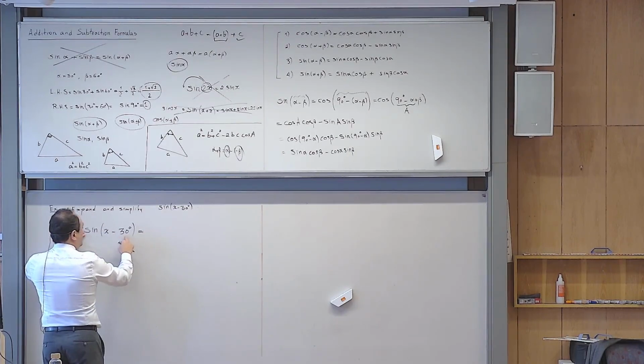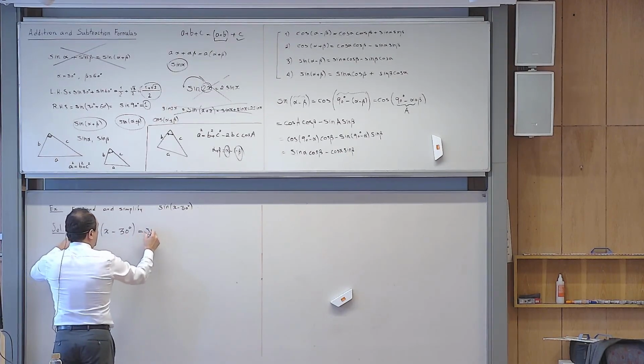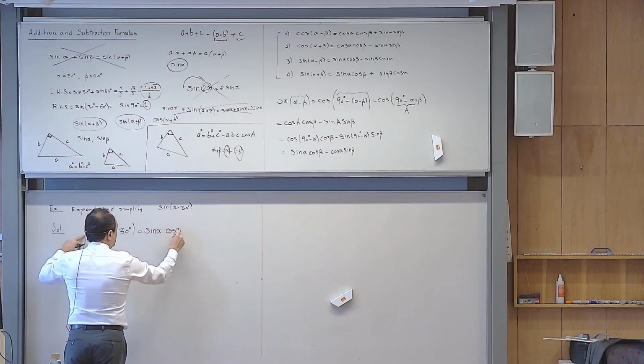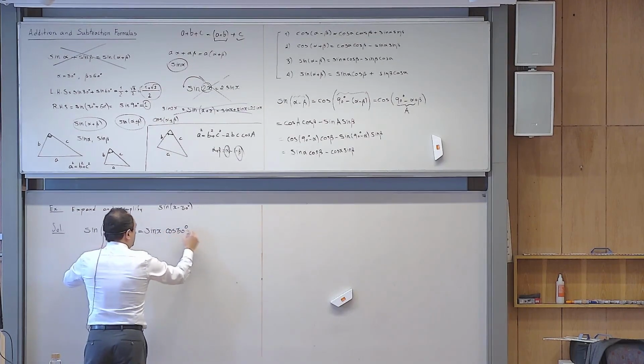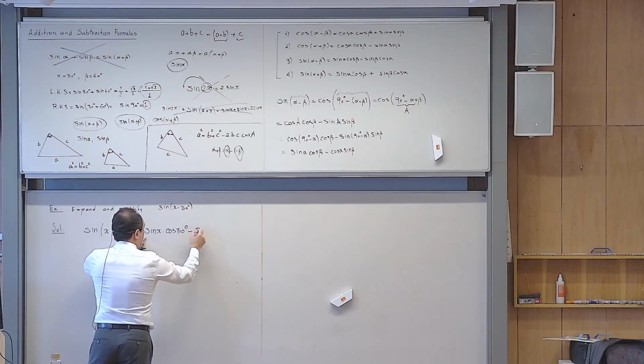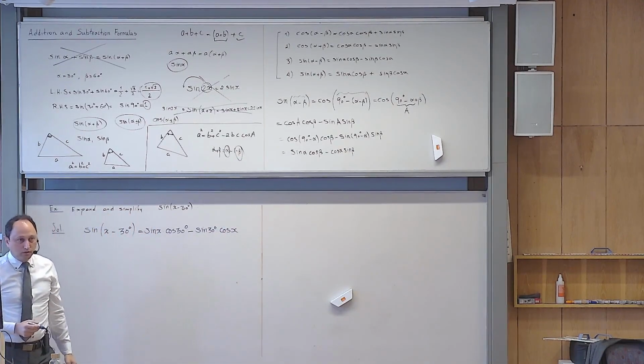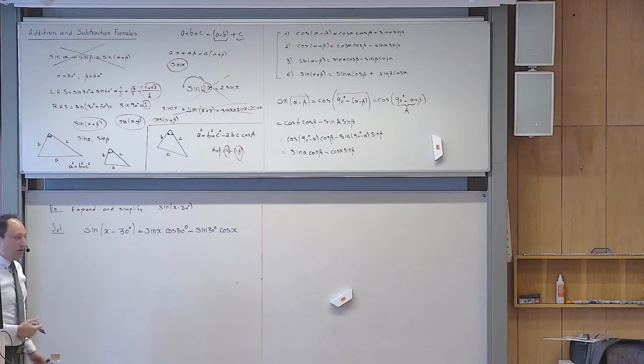Sine of the difference of two angles is sine of the first one multiplied by cosine of the second one, minus the other way around. What does it mean? It means sine of the second one multiplied by cosine of the first one. This is today's lesson. The rest of it is the previous lesson. What is the rest of it?